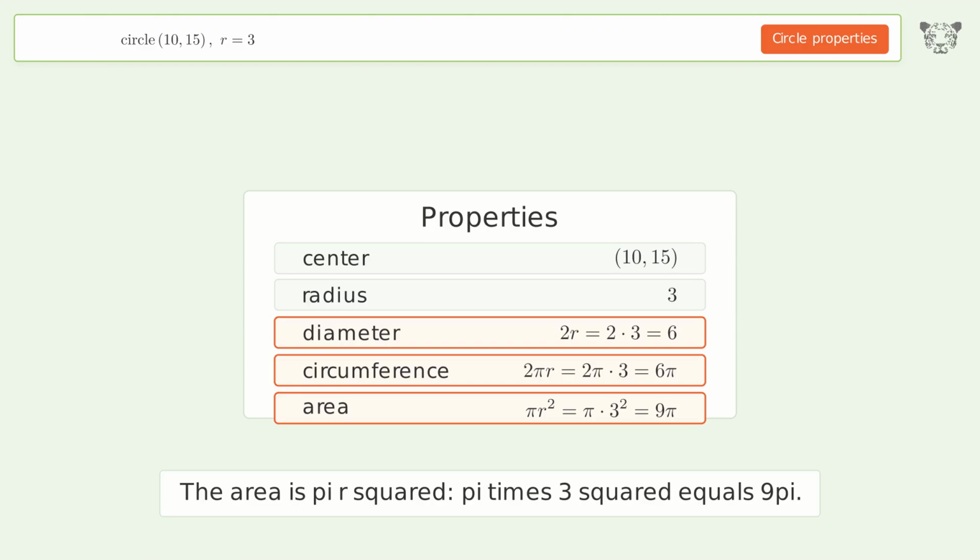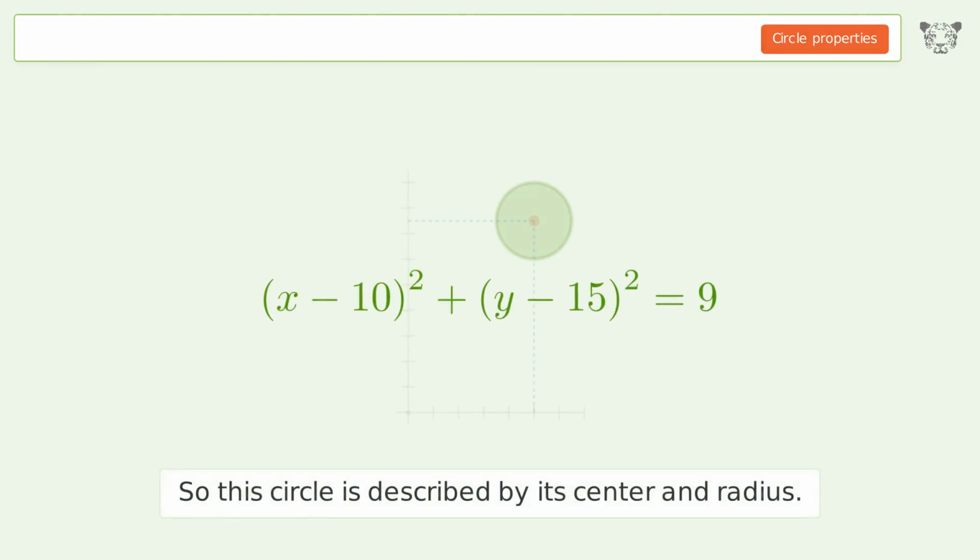The area is pi r squared, pi times 3 squared equals 9 pi. So this circle is described by its center and radius.